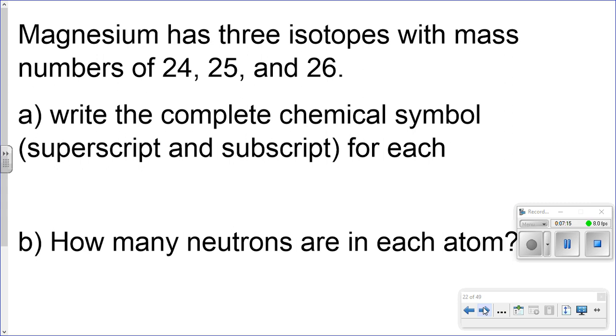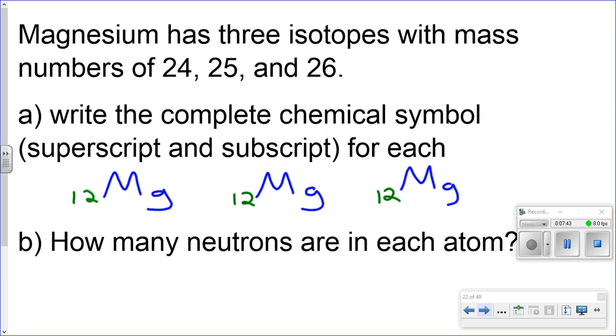Now let's take a look at this. Magnesium has 3 isotopes with the mass numbers of 24, 25, and 26. It says write the complete chemical symbol for each. So we're going to put magnesium 3 times, one for each isotope, and put the atomic number of magnesium, 12, on the bottom. That's the number of protons, and since it's an atom, it's also the number of electrons.